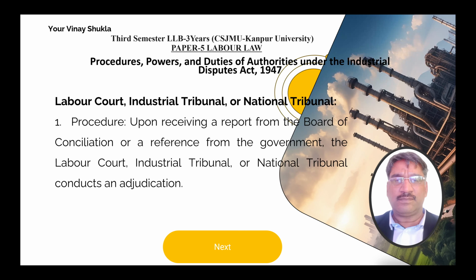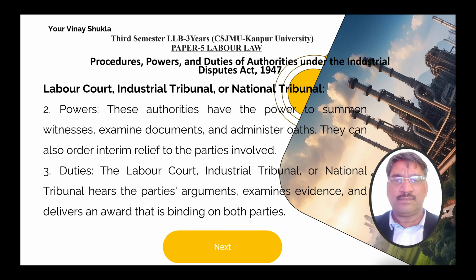3. Labor Court, Industrial Tribunal, or National Tribunal. Procedure. Upon receiving a report from the Board of Conciliation or a reference from the government, the Labor Court, Industrial Tribunal, or National Tribunal conducts an adjudication. Powers. These authorities have the power to summon witnesses, examine documents, and administer oaths. They can also order interim relief to the parties involved. Duties. The Labor Court, Industrial Tribunal, or National Tribunal hears the parties' arguments, examines evidence, and delivers an award that is binding on both parties.